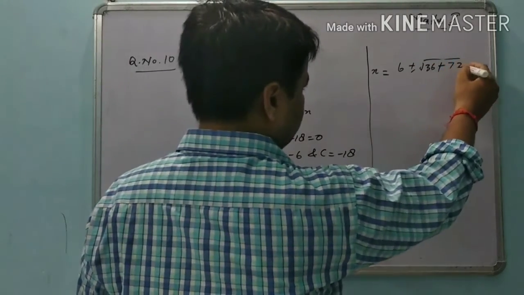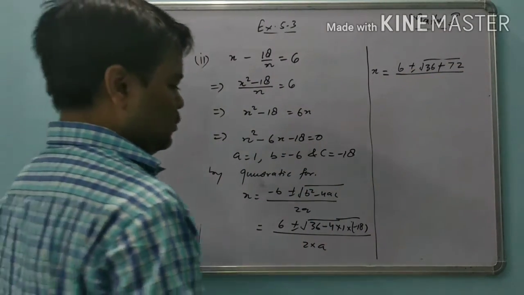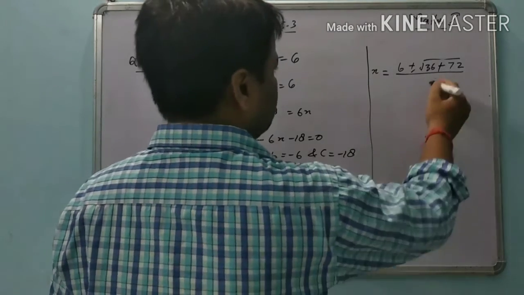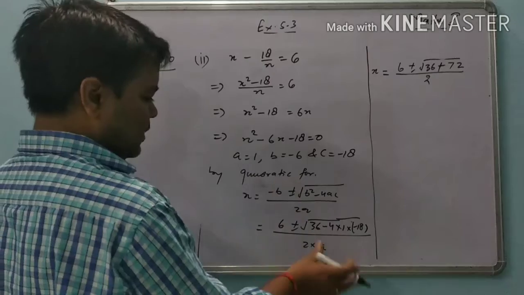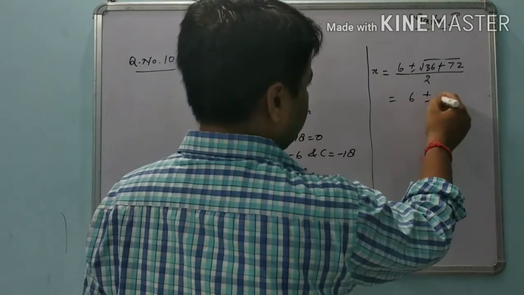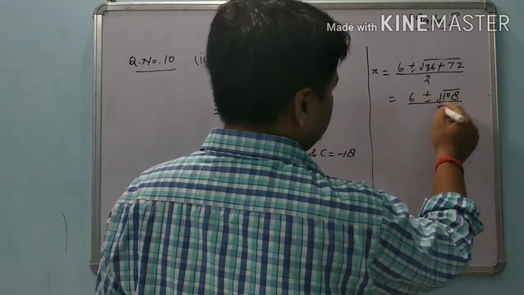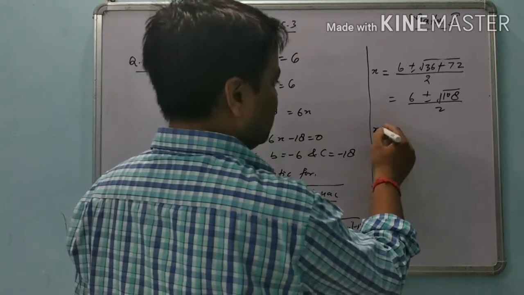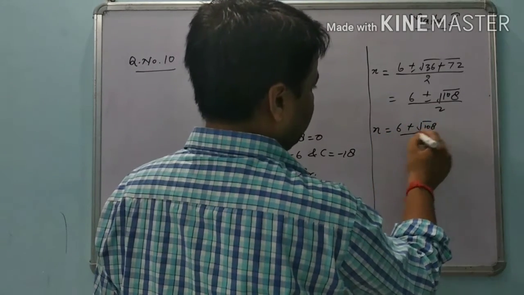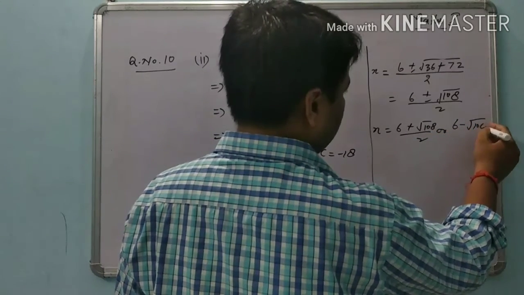72. It will be 72. 18 times 4 is 72. So here minus, minus, plus, and 18 times 4 is 72, divided by 2 into a. What is a? That is 1. Then its value will be 2. Then 6 plus or minus under root what? 36 plus 72 is 108. Then the value of x will be 6 plus under root 108 by 2, or 6 minus under root 108 by 2.